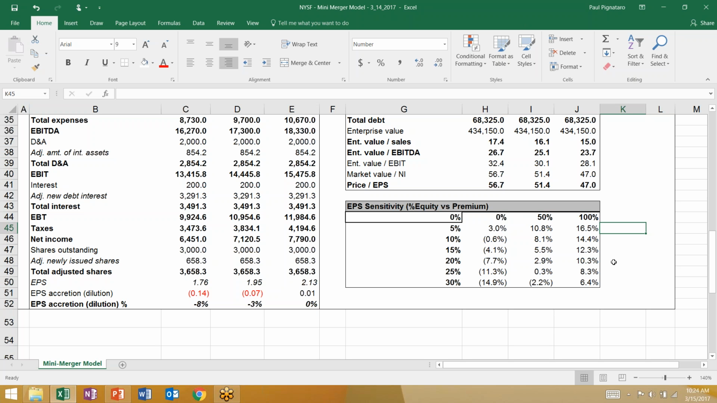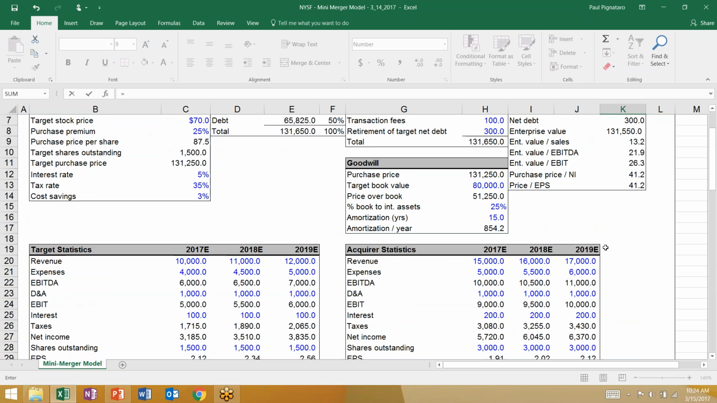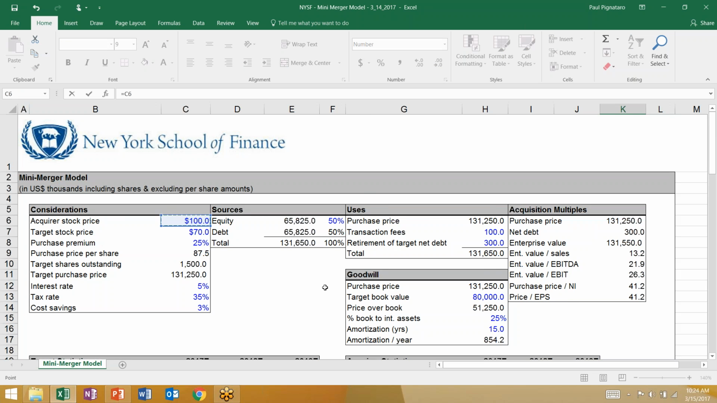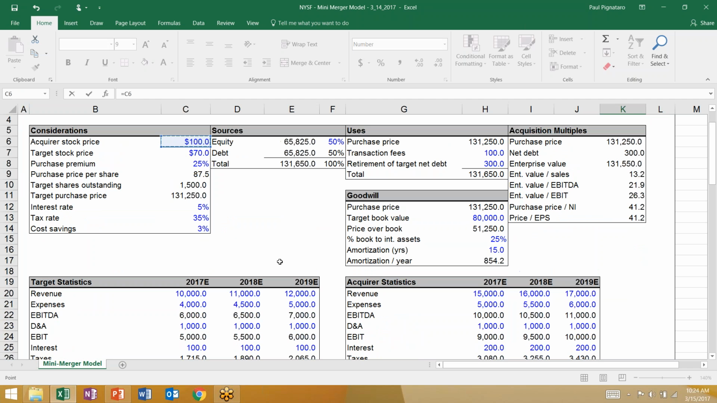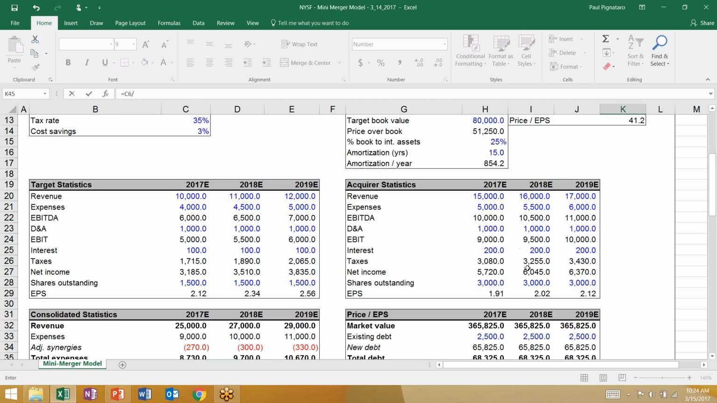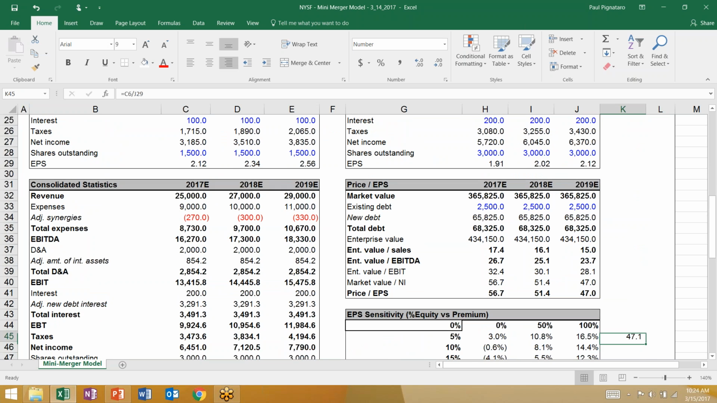So I want to look at the stock. How do I analyze a stock price in terms of value? There's a few ways to do it. One way is multiples, right? So let's look at the multiple. If I look at the multiple of the stock, let's say I look at the acquired stock price 100, and I divide it by the acquirer's earnings per share, 2. PE, let's look at the PE, 47.1.